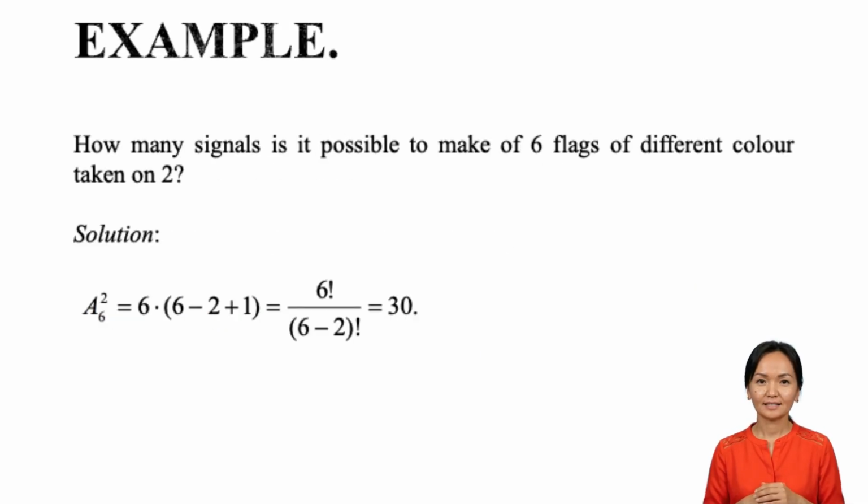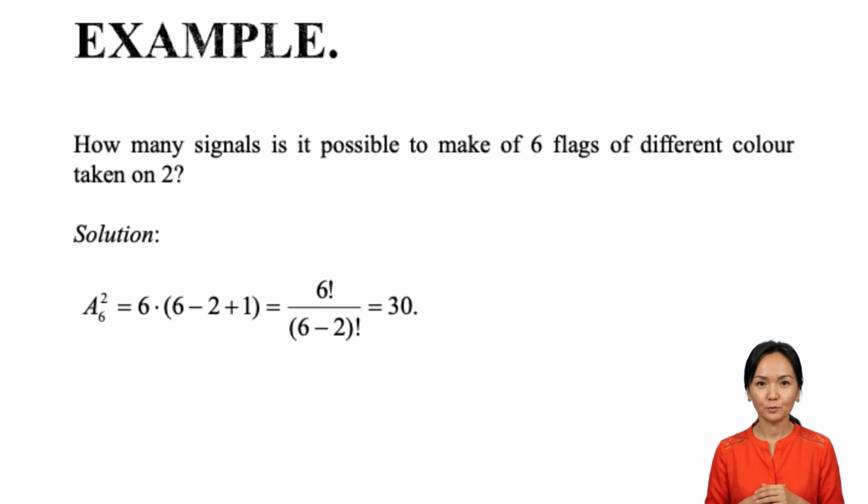Let's work through a practical example of allocations. The problem asks, how many signals is it possible to make from 6 flags of different colors, taking 2 at a time? This is a perfect allocation problem because we're choosing 2 items from a set of 6, and the order matters, since a signal with a red flag followed by a blue flag is different from a blue flag followed by a red flag.